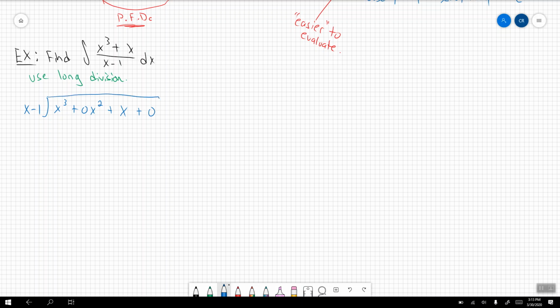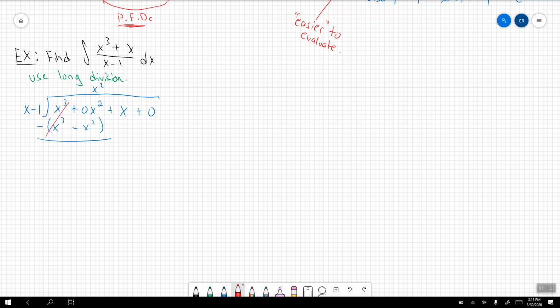All right. How many times does x go into x cubed? Well, we kind of need x squared of them. So x squared times x, that's going to get us x cubed. x squared times negative 1 is going to get us negative x squared. So that's going to be negative x squared. Subtract these two.